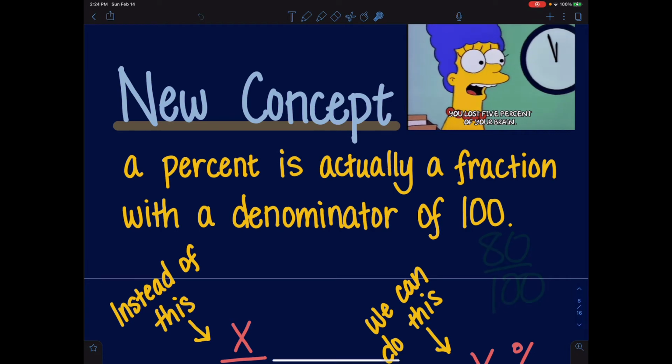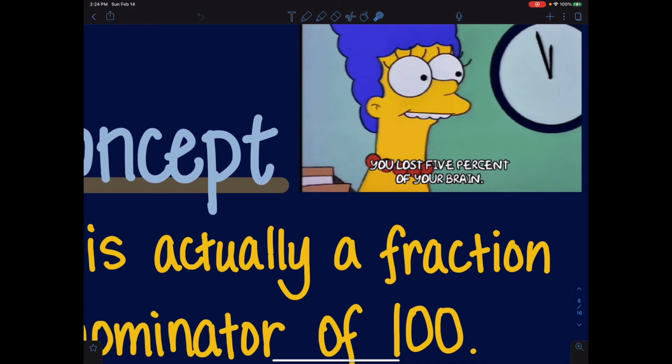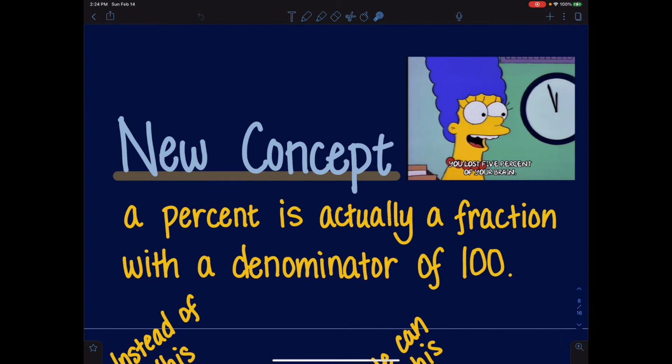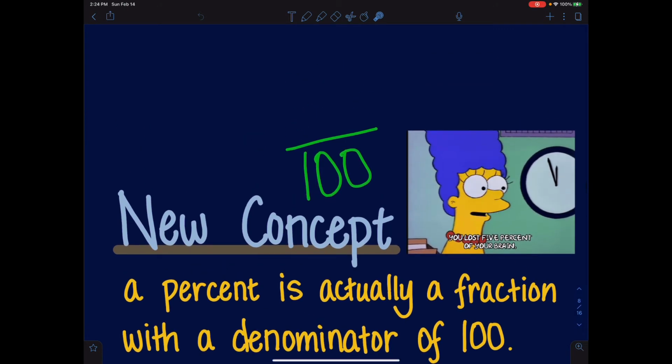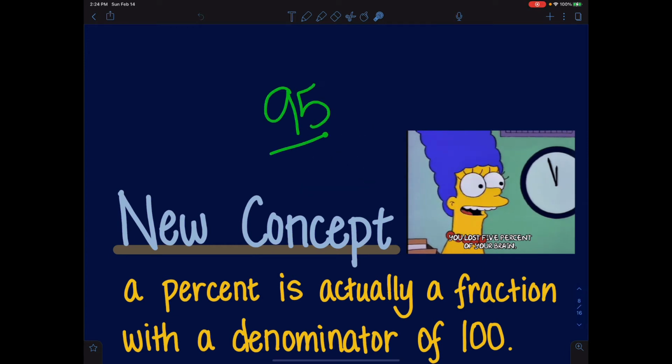Right? If you get 80 over 100 on a test, then you got 80%. So that's cool. Here we have Marge saying you lost 5% of your brain. So if your brain started out at 100%, 5% would be 5 out of 100. So you would have 95 out of 100% of your brain left.